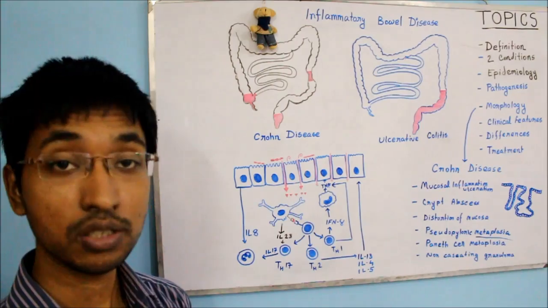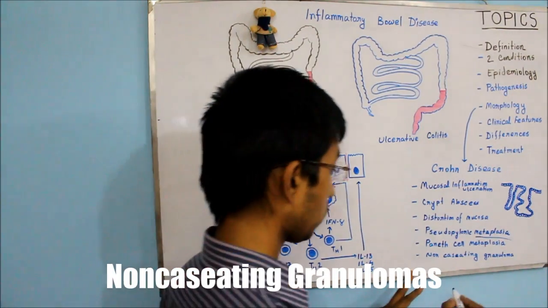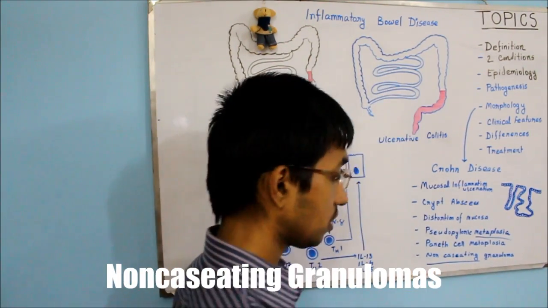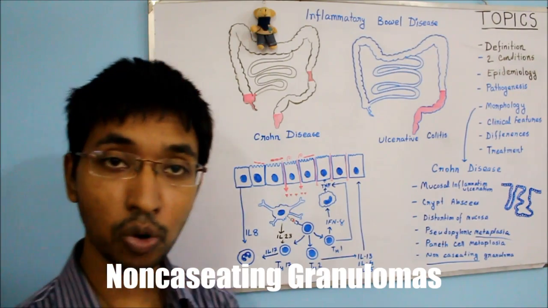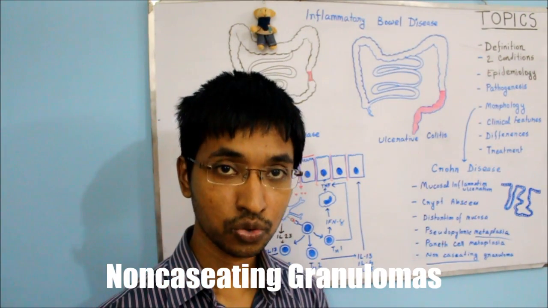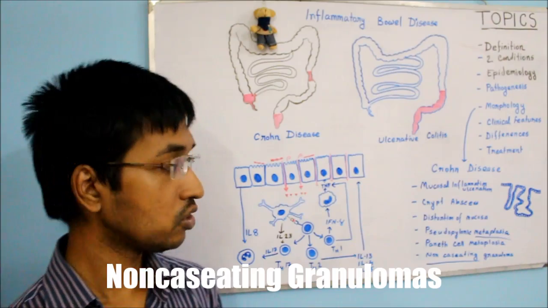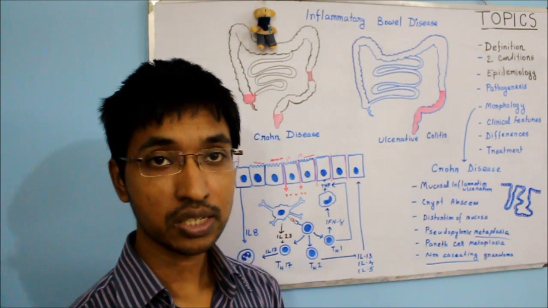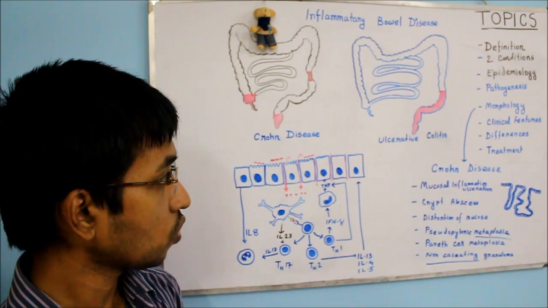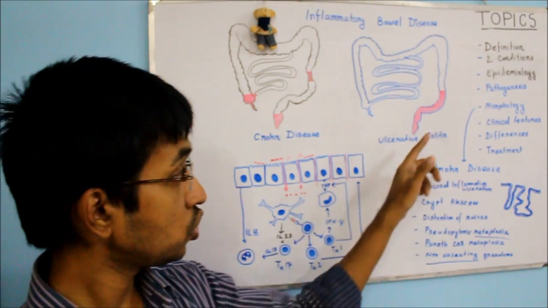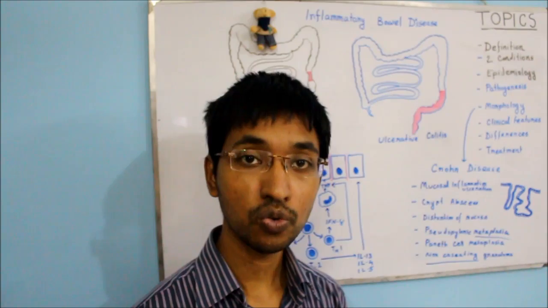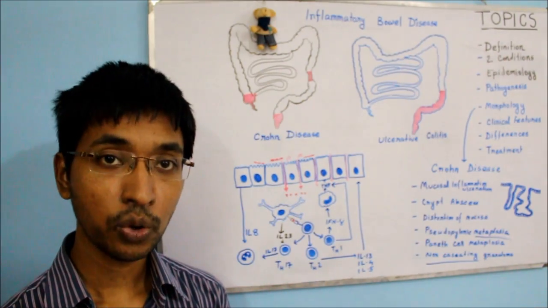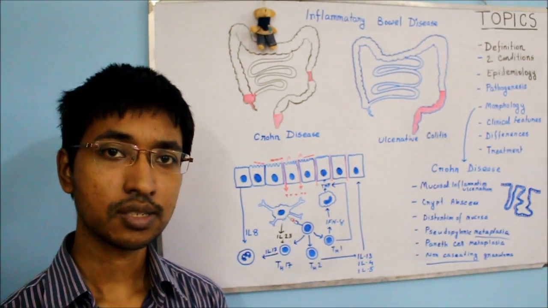And one important thing you have to remember is this one, non-caseating granuloma. This is a very important hallmark of Crohn's disease. So these were in short the microscopical morphological findings in Crohn's disease. So now that we have talked about the morphology of Crohn's disease, now we will move on and talk about the morphology of ulcerative colitis.